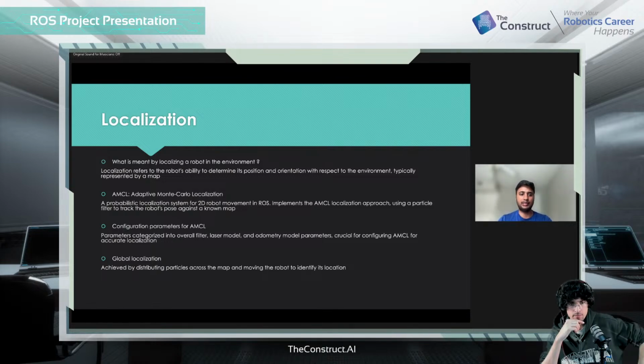There are parameters for AMCL. The parameters are categorized into overall filter, laser model, and odometry model parameters, which are crucial for AMCL localization. There's also global localization. It is achieved by distributing the particles evenly across the map and moving the robot to identify its location.